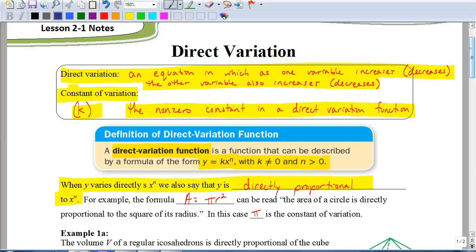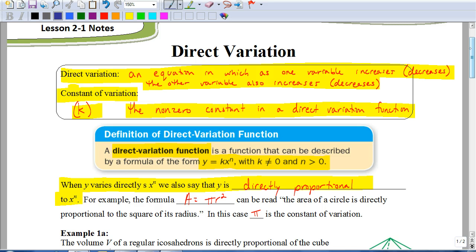Direct variation is where we have an equation in which as one variable increases, the other variable also increases. Or the vice versa is also true. So if we have a situation where as one variable decreases and the other variable also decreases, that too is an example of direct variation.